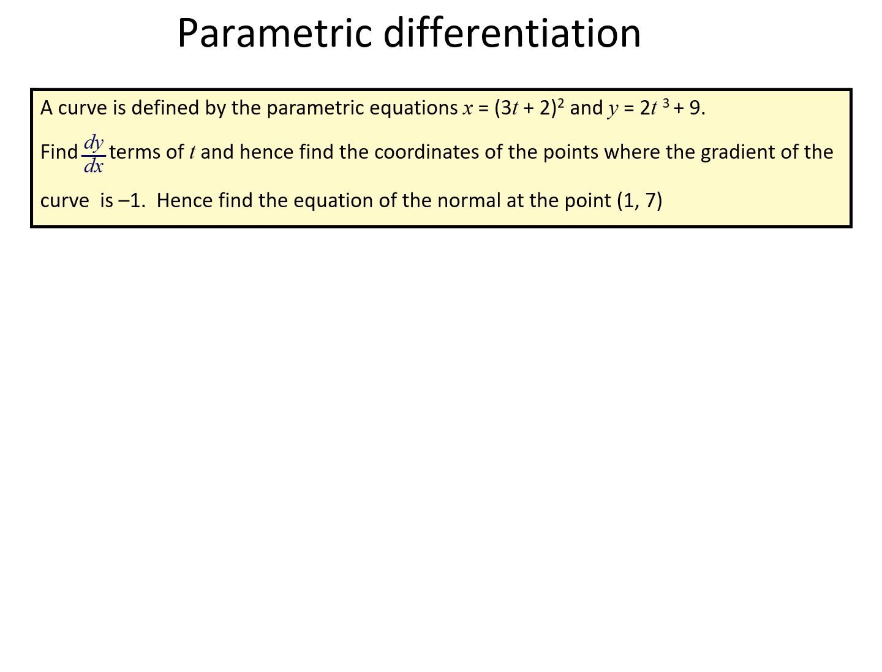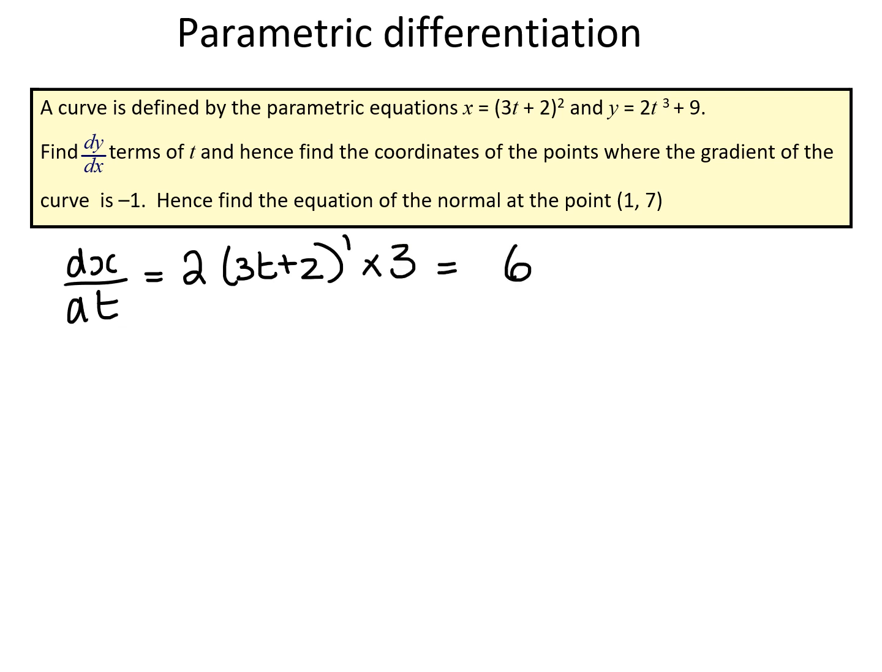And then we'll find the points where it is -1, won't we? Right, so let's get on. Divide x. So first of all, start with dx/dt. I'll use the chain rule. 2 to the front, (3t + 2) to the power 1, times the differential of the bracket, which is 3. So that gives me 6(3t + 2).